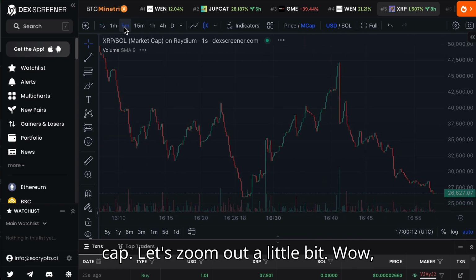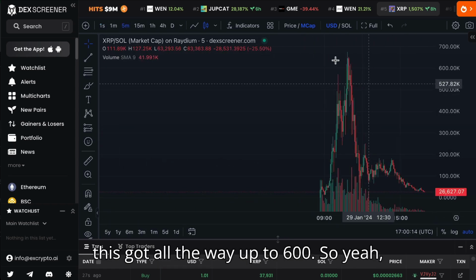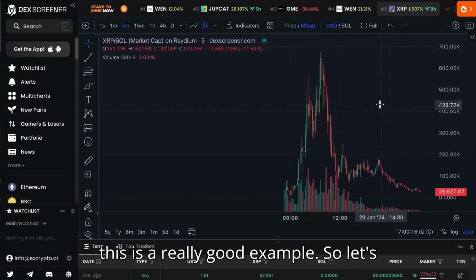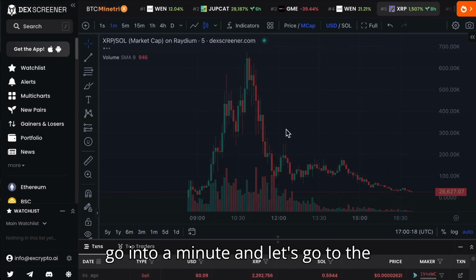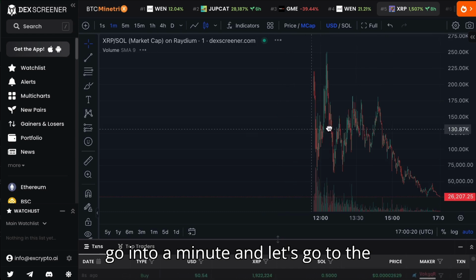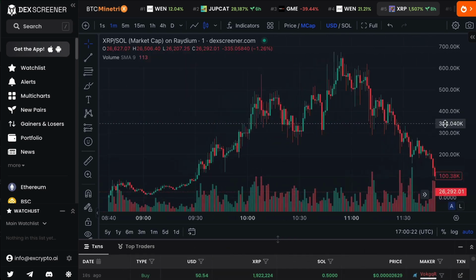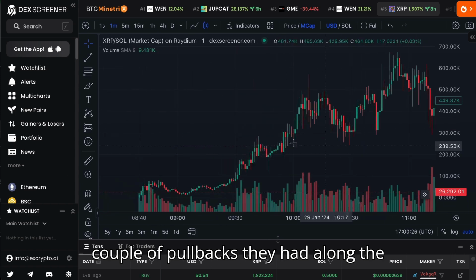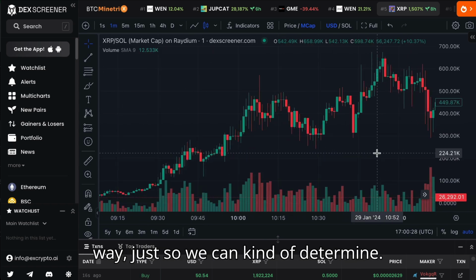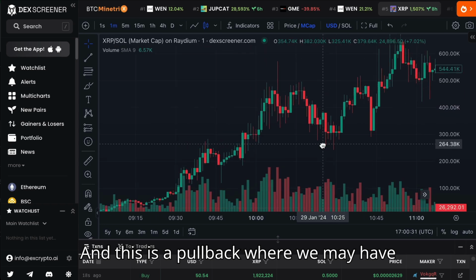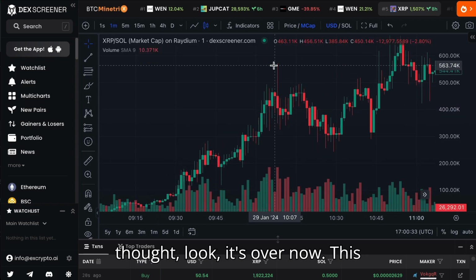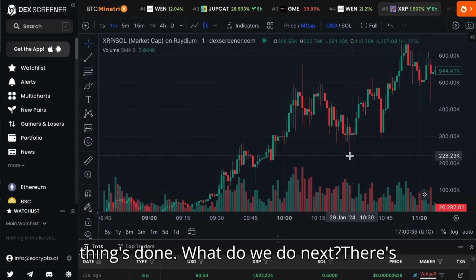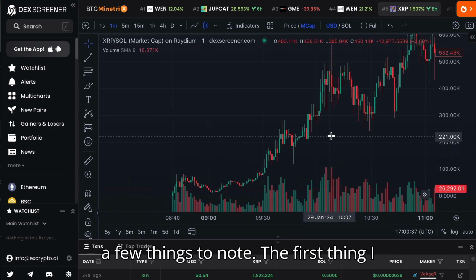Let's zoom out a little bit. Wow, this got all the way up to 600. So yeah, this is a really good example. So let's go into a minute and let's go to the peaks. Obviously this is in hindsight, but even in hindsight, let's talk about a couple of pullbacks it had along the way, just so we can kind of determine. And this is a pullback where we may have thought, look, it's over now. This thing's done. What do we do next? There's a few things to note.